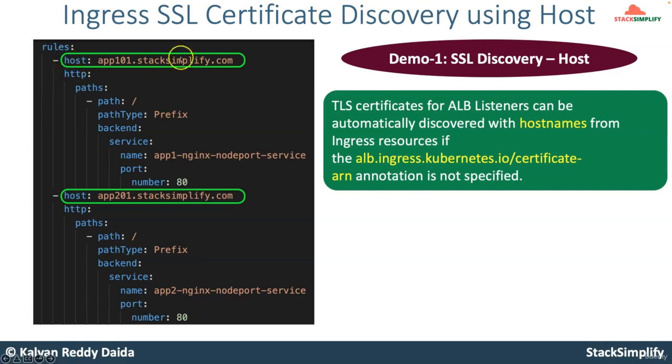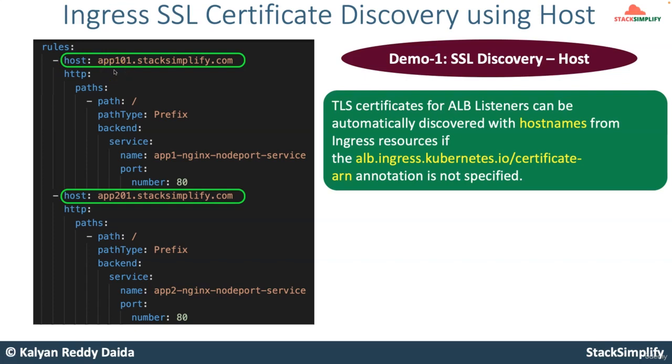Where you have seen app101.stacksimplify.com and app201.stacksimplify.com were specified in the Ingress rules with host as the argument. So here TLS certificates for ALB listeners can be automatically discovered with host names from Ingress resources, if the ALB Ingress related certificate ARN is not specified. In simple terms, when you are using this host header based routing, right? From these host values, you have given the DNS name here very clearly, app101.stacksimplify.com.